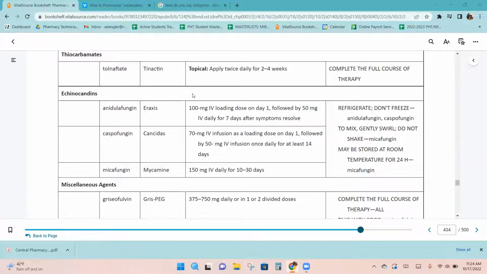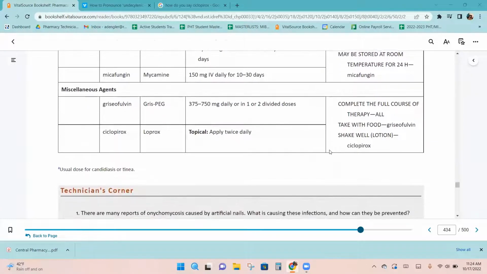Thiocarbamates, complete the full course of therapy. The echinocandins, we're going to refrigerate, do not freeze. To mix, gently swirl, do not shake. That's for the micafungin, and it may be stored at room temperature for 24 hours. And for the miscellaneous agents, we're going to complete the full course of therapy. Griseofulvin we should take with food, and ciclopirox lotion should be shaken well.